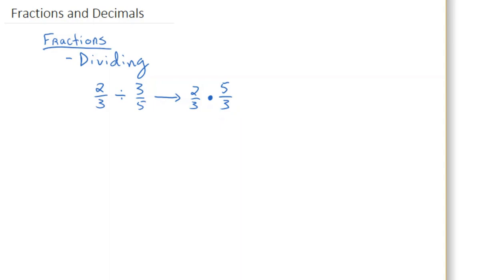So what I want to do here is go ahead and do the multiplication across the top. That's going to give me a 10. And then do the multiplication across the bottom. 3 times 3 will give me a 9. And I get 10 9ths.